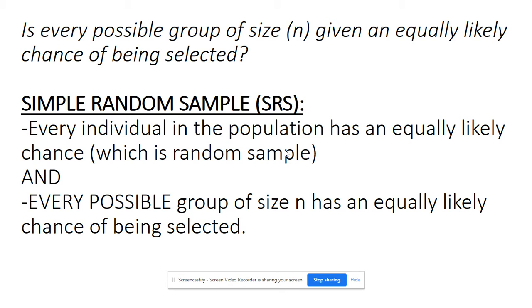And don't write all that. So the first one is true because it is a random sample. So I don't really need to write that every individual in the population has an equal likely chance, because that's by definition of being random. What makes it specific to a simple random sample is that now every possible group of size n has an equal likely chance of being selected. So you just need to write that starting at every possible.